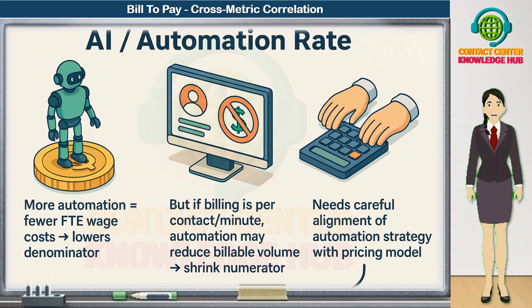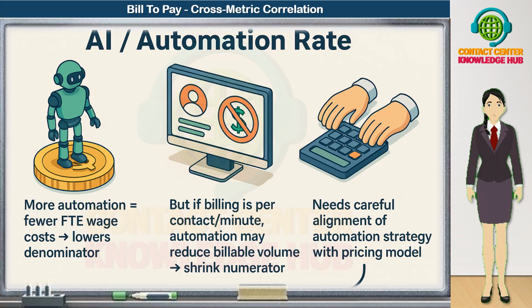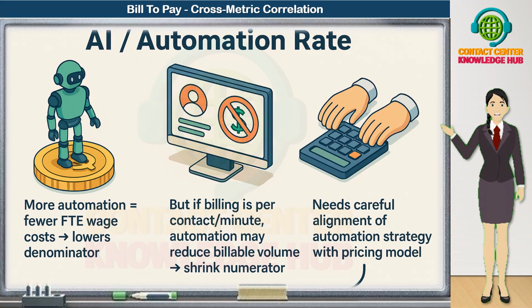Let's examine how AI and automation rates correlate with the bill-to-pay ratio. When automation increases, fewer full-time employee wage hours are required. This lowers the denominator, improving cost efficiency and potentially strengthening the ratio.